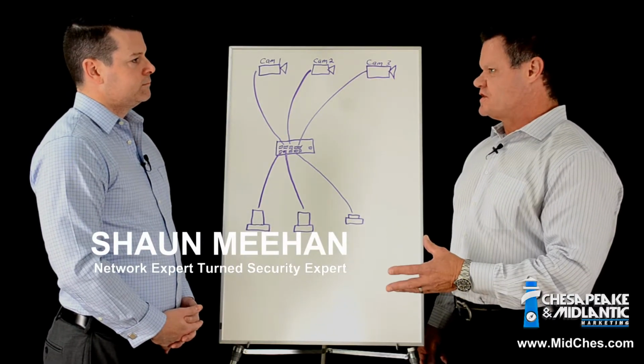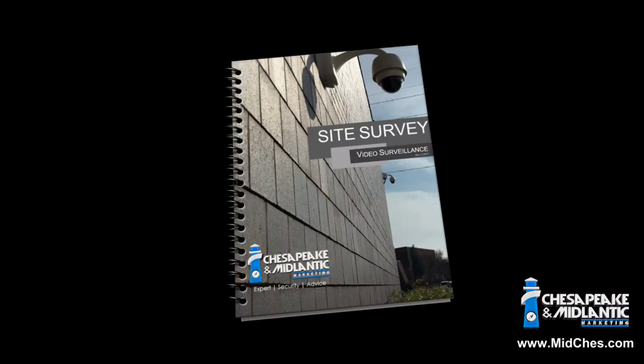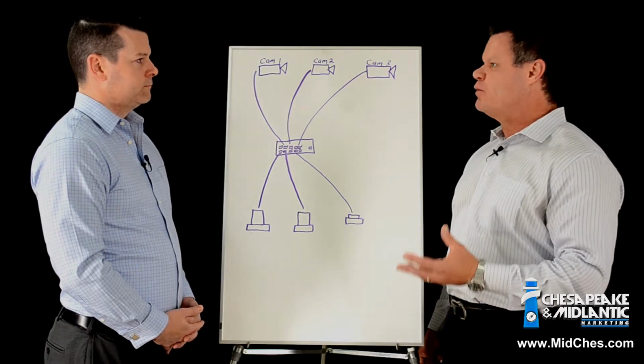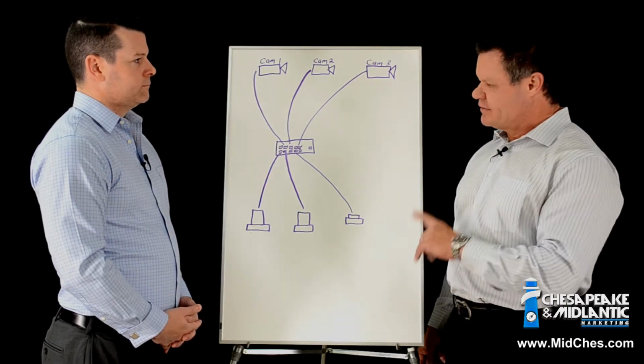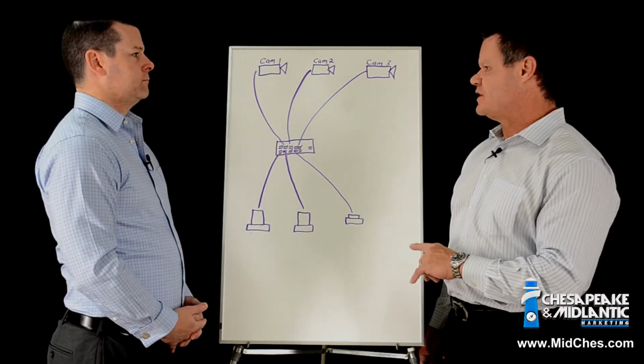All IP video systems use some form of a network to distribute the video. That's correct. The question during the site survey is going to be very important to find out from the customer where they want the video viewed, how many places, in what fashion. So tell me a little bit about what we've drawn here with regard to viewing video across a network.